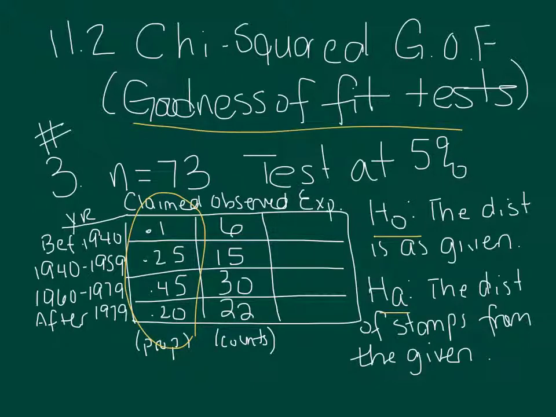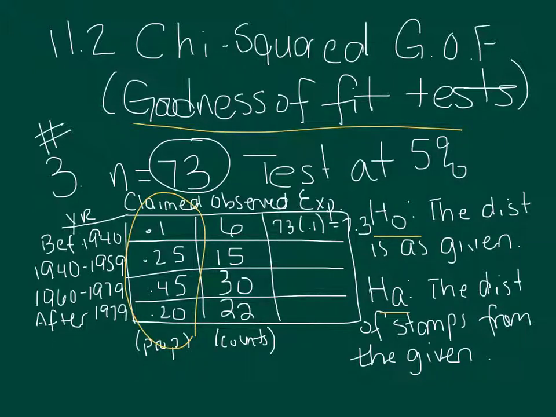Just like we had to do expected and observed for the independence test, we're going to do the same thing here. So the expected counts are really just, you take your n times your observed distribution. So this is just going to be 73 times 0.1. That's our n from over here. 0.1 is how many we're supposed to get, so we're going to get 7.3 here as our expected.